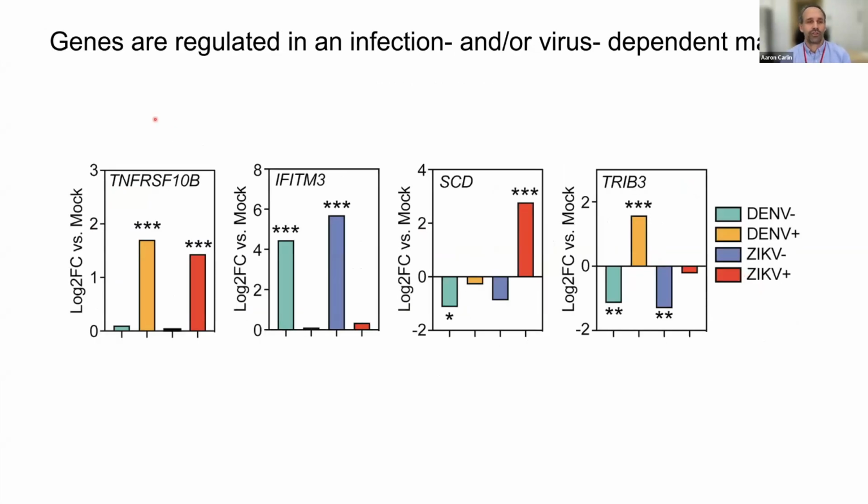When you look at this, you clearly can identify genes that are regulated in an infection-dependent or virus-dependent manner. In this case, this receptor, which is a receptor for TRAIL that induces apoptosis, is only upregulated in infected cells, Zika virus positive or dengue virus positive, but not in the bystanders. In contrast, IFITM3, a typical interferon stimulated gene, is only activated in bystander cells in both groups, but not in the infected cells. Whereas SCD, which is involved in fatty acid biosynthesis, is upregulated in a virus-specific and infection-specific manner, only in Zika virus positive cells. And TRIB3 is upregulated, again, in a virus-specific, infection-specific manner, so only in dengue virus. TRIB3 is involved in ER stress.